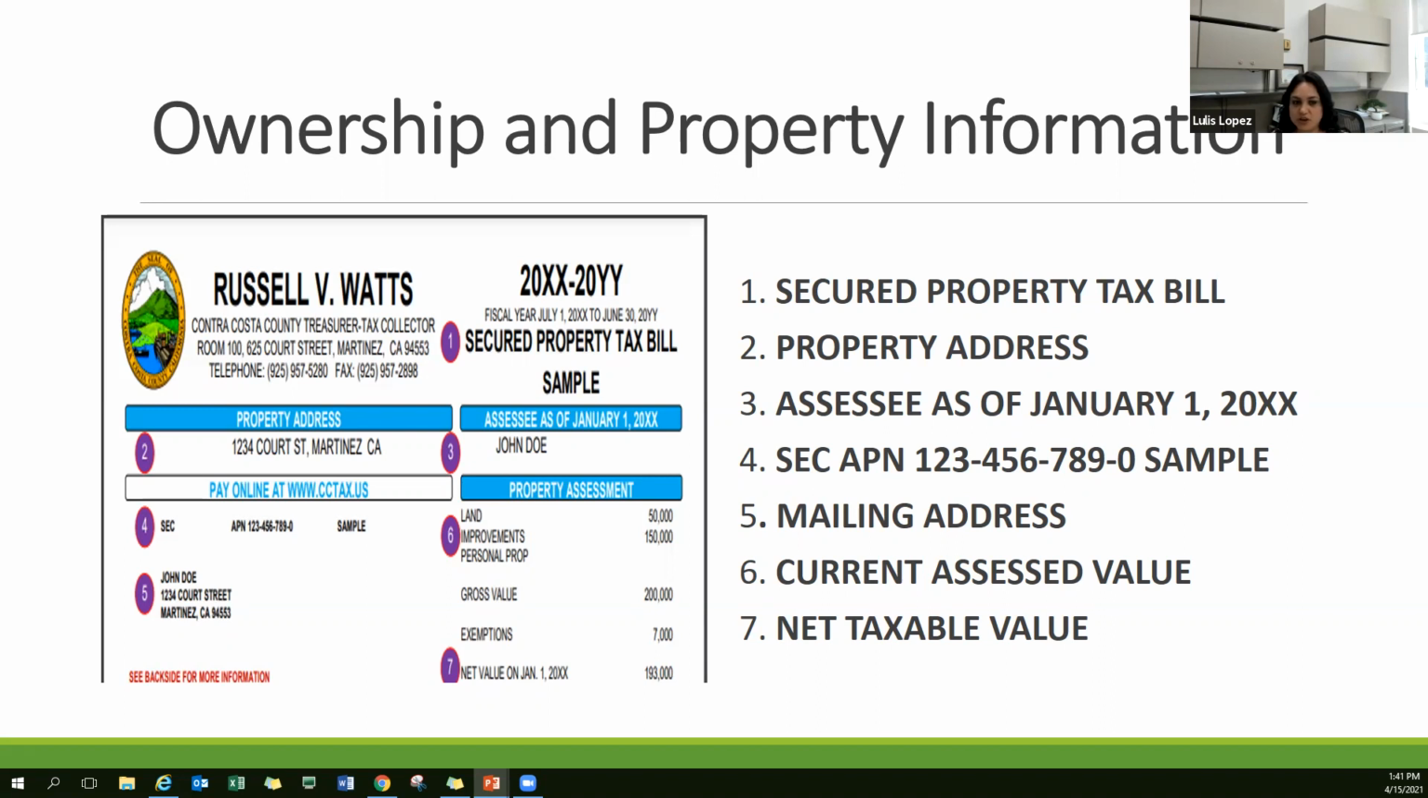So usually people get confused when there's a change of ownership. I pay more for the property, why is it less, or vice versa? It's the assessed value as of January 1st of that fiscal year. The net value is the difference between the current taxable value and any exemptions.